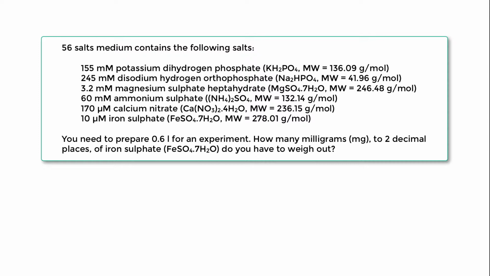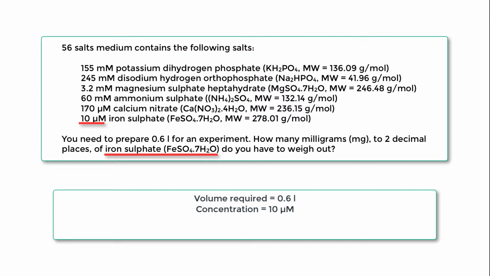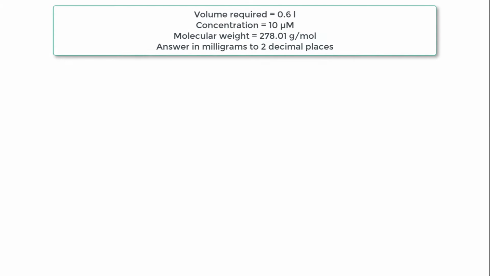Now, from the question we need to note a few key points. First of all, that the volume required is 0.6 of a litre, that we've been asked to weigh out the iron sulfate, and that the concentration of iron sulfate is 10 micromolar. We also need to note the molecular weight of iron sulfate, which is 278.01 grams per mole. And finally, we need to note that the answer has to be in milligrams to 2 decimal places. So how do we go about doing this type of calculation?